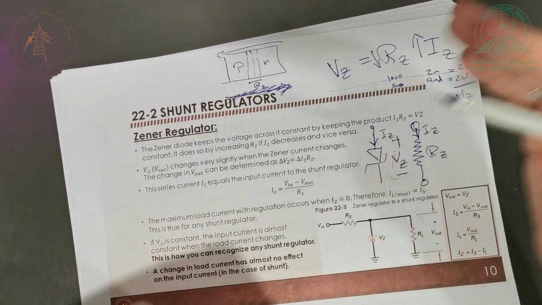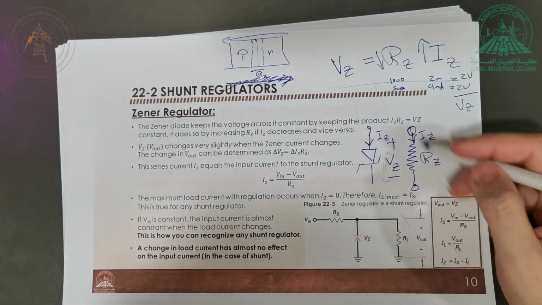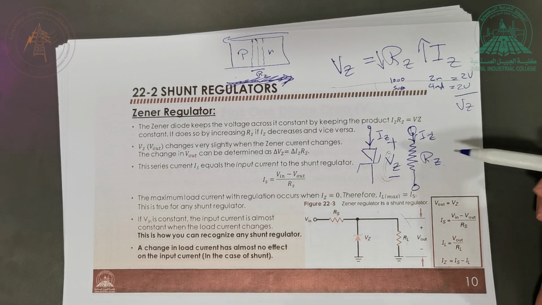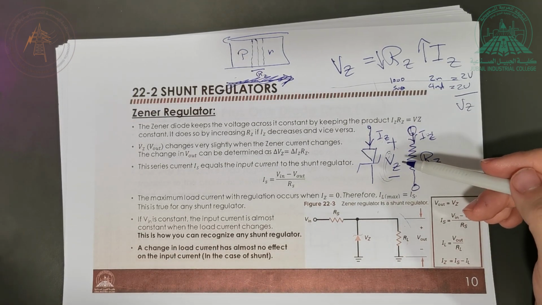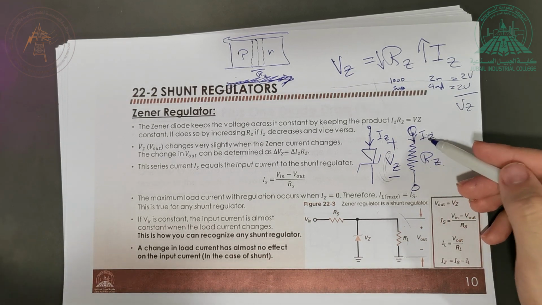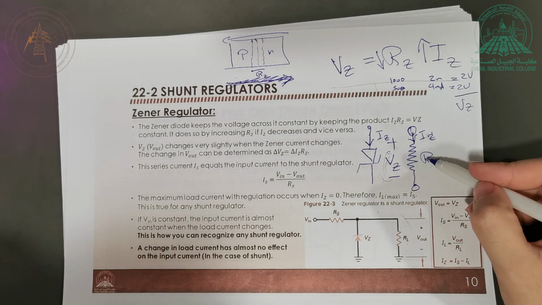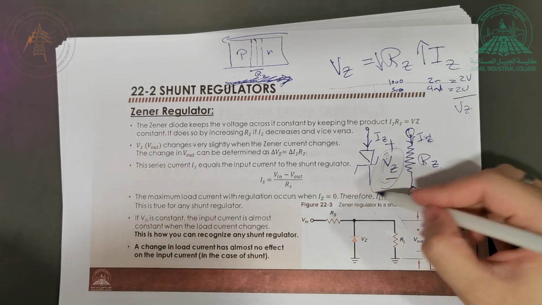So this dynamic relationship between the IZ and RZ is what keeps VZ constant. Increase this, this decreases. Decrease this, this increases. The result is that this is constant. So this is how you think of a Zener diode: as a resistance whose resistance depends on the value of the current. The higher the current, the smaller the resistance. The more this goes up, the more this goes down, such that this will remain constant.